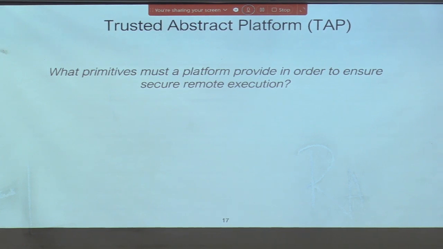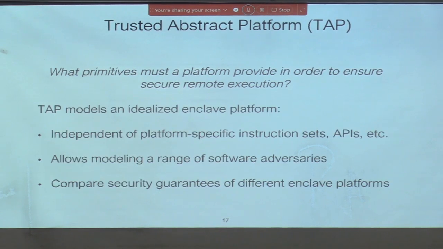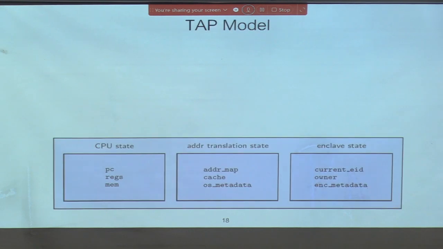So what does a formal model of a trusted execution environment look like? What we wanted to do is come up with a formal specification of a trusted abstract platform that abstracts away from particular implementations. We want it to be applicable to Intel SGX and RISC-V Keystone and so forth, but yet be more abstract and devoid of the specific instruction sets. But it should also include an adversary model and be something that we can reason about this SRE property on.